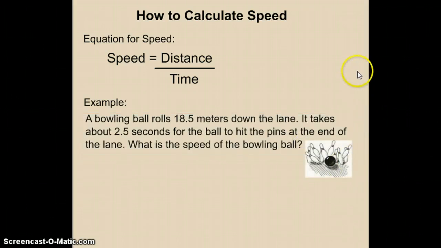A bowling ball rolls 18.5 meters down the lane. It takes about 2.5 seconds for the ball to hit the pins at the end of the lane. What is the speed of the bowling ball?